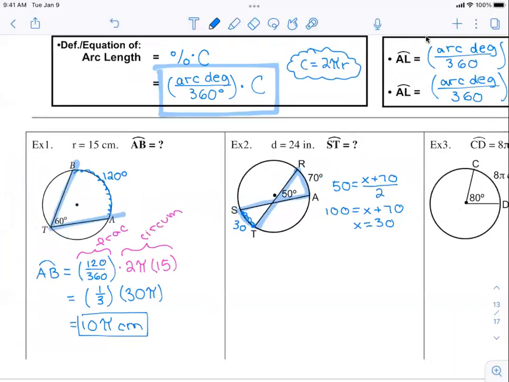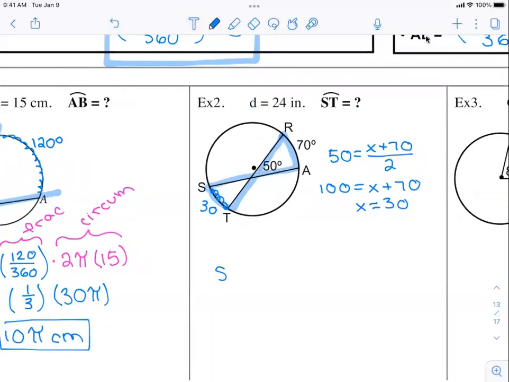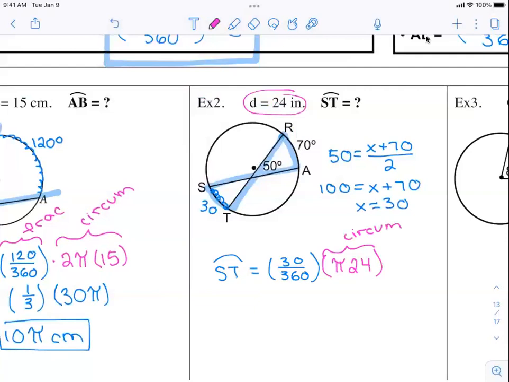Okay, so arc ST, I'm going to do the fraction times the circumference. It's 30 degrees out of 360. And then my circumference is 2 pi r. It told me the diameter is 12, or you could do pi d, does not matter. So I'm going to do pi d since it has it for us, so 24 pi. So again, this is the circumference. This is the fraction, and you multiply them.